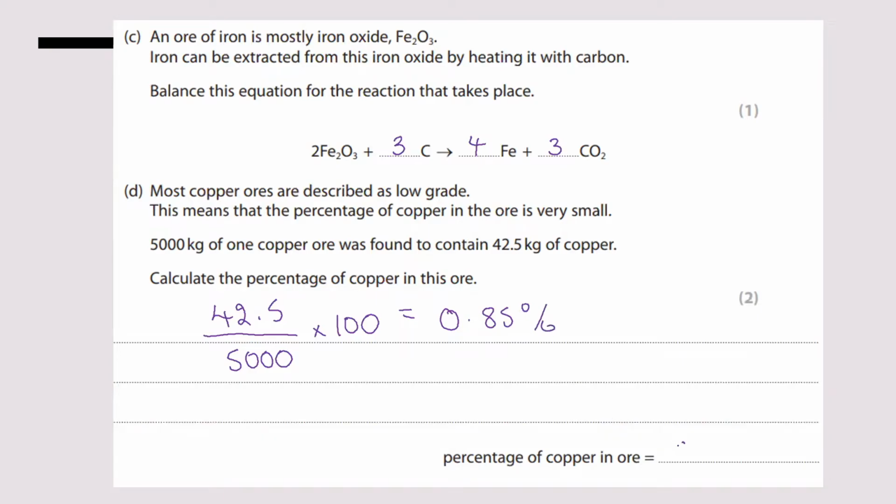So yeah, low grade means there's not much of the metal in the ore. So it might not be economical, so it might not be worth the money to actually dig that up and process it. It's a low grade ore.